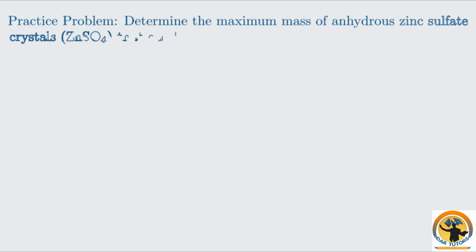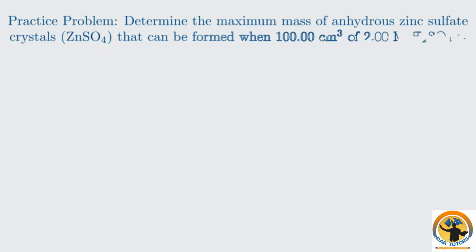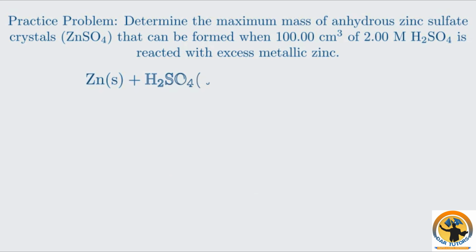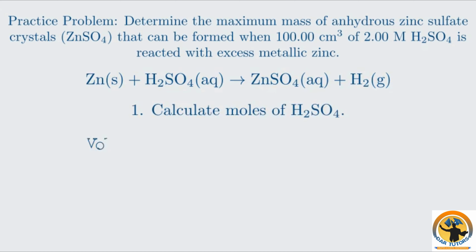What is the maximum mass of anhydrous zinc sulfate crystals that can be formed when 100 cm3 of 2.0 molar sulfuric acid is reacted with excess metallic zinc? First, we need the balanced equation. Zn plus H2SO4 yields ZnSO4 plus H2. Step 1. Convert 100 cm3 to dm3 by dividing by 1000.